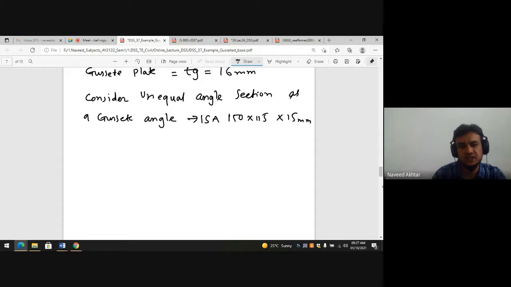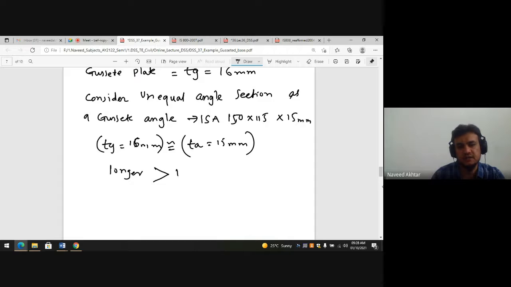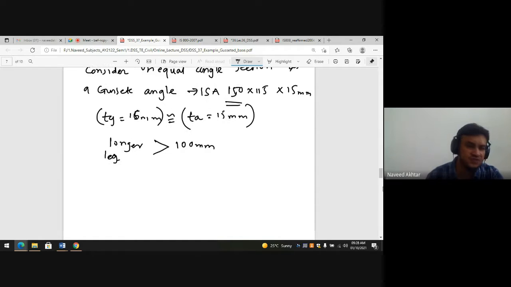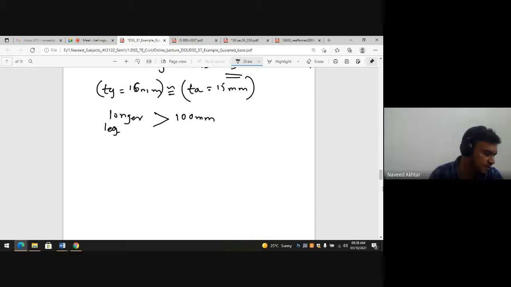So you can say the thickness of the gusset plate is 16 mm, which is approximately equal to the thickness of the gusset angle, that is 15 mm. That's why we are choosing this. And you know that the longer leg of the angle should be greater than 100 mm. So here 150 is greater, and the shorter leg you consider 115, as per the load you can decide this.